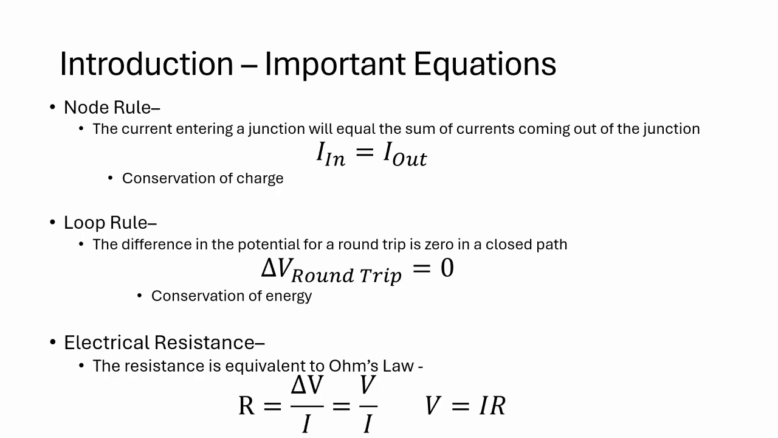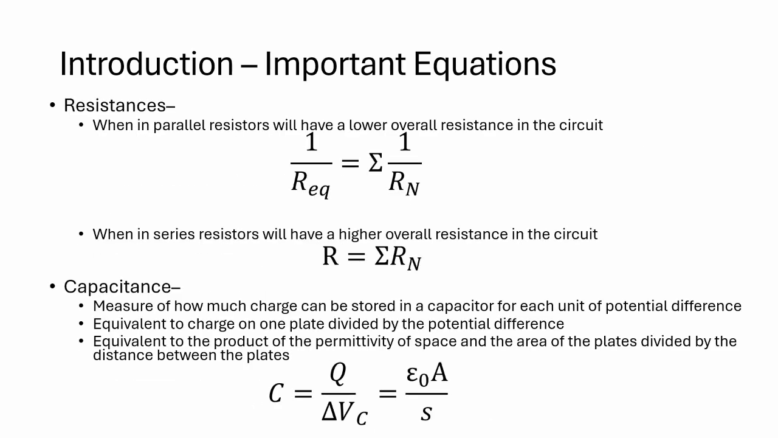And electrical resistance. The resistance is equivalent to Ohm's law. R is equal to V divided by I, or voltage is equal to current times resistance. More important equations to note are the resistances in parallel, where the equivalent resistance is equal to the summation of 1 over Rn of all the resistances. This is because parallel resistors act as a bigger resistor.